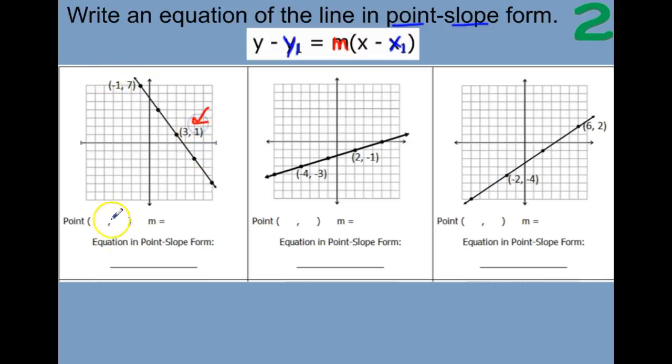I'm just going to pick this one, 3, 1. If you wanted to pick this point or this point, that's fine. It doesn't matter which point you pick. And then we also need to find our slope, m.